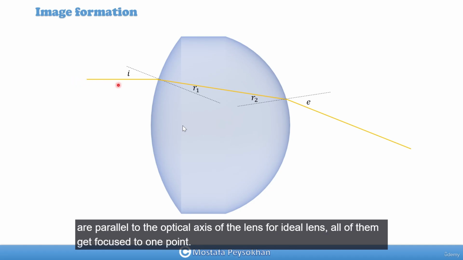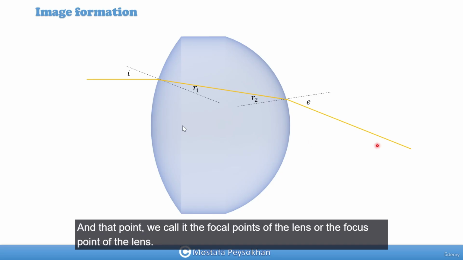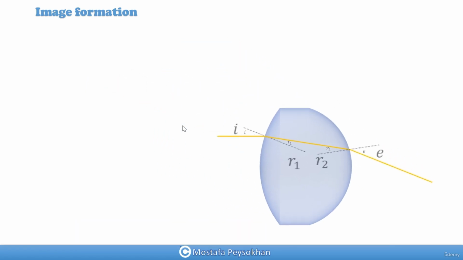So if we solve Snell's law for this lens, then for all the rays that are coming from infinity, or that are parallel to the optical axis of the lens, for an ideal lens, all of them get focused to one point. And that point, we call it the focal point of the lens, or the focus point of the lens.